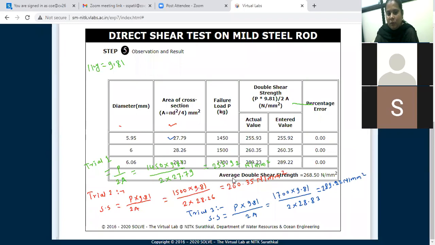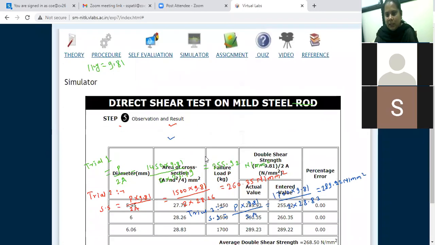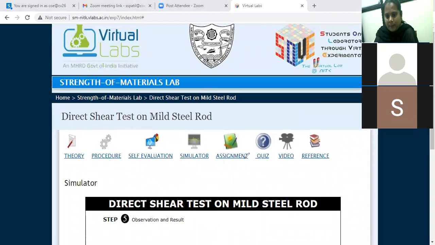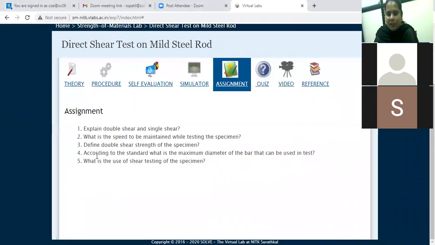Now, if you have any questions, ask me. I will explain this whole procedure, got it? Or I will repeat it once again. If you have no doubt, I will move towards the next point. So, assignment. You have to solve this assignment.